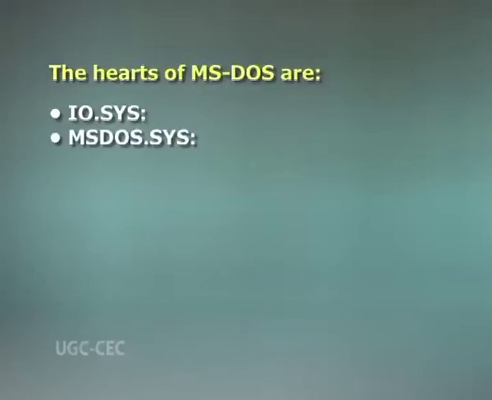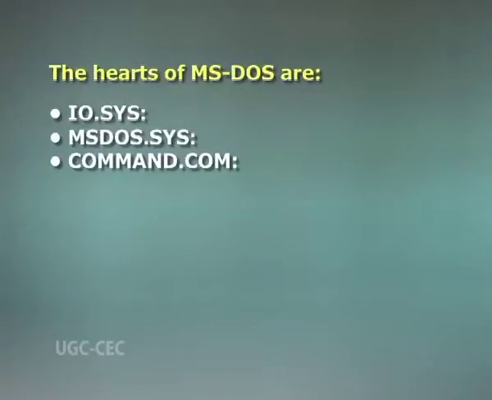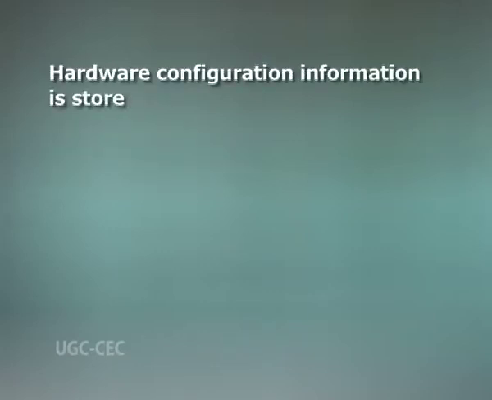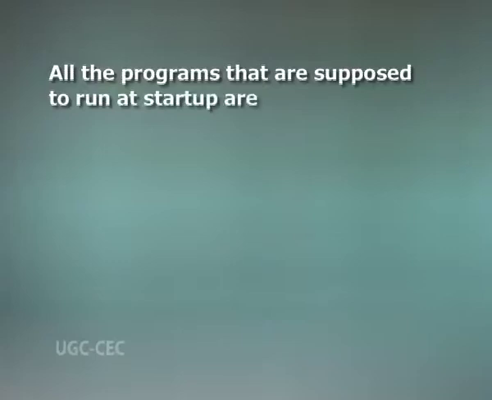MS-DOS.sys, this is the DOS kernel. Command.com, this is where all the DOS commands are stored and interpreted. Config.sys, hardware configuration information is stored here. Autoexec.bat, all the programs that are supposed to run at startup are called here. DOS gives drive letters to each disk drive, such as C for a hard disk drive and A for floppy, and so on.